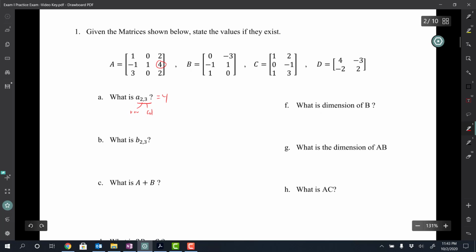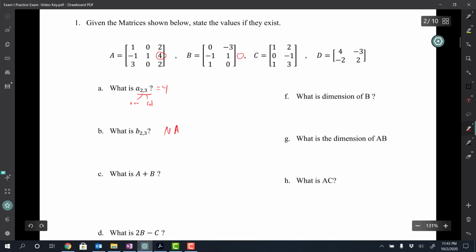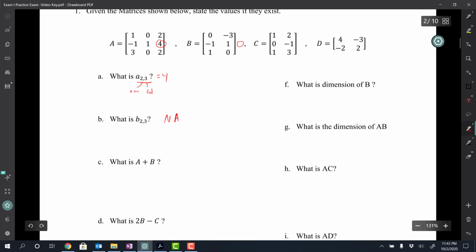Then part B, similar type of question. Now we're going to the 2, 3 position of B. Second row, third column would be over here. Right, so this is an NA because there is no value in the 2, 3 position for this 3 by 2 matrix. Part C says what is the sum of A and B? Well, A is a 3 by 3 matrix and B is a 3 by 2 matrix, so this is also going to be NA. We can only add matrices if they have the same dimension.